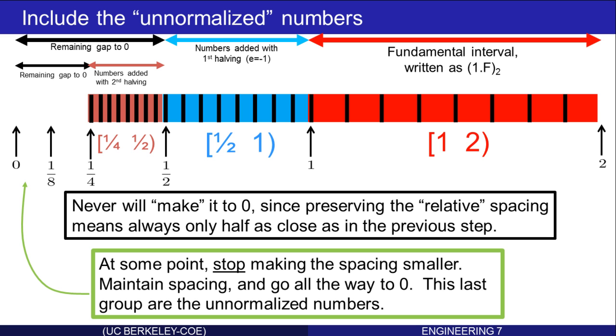At some point, just stop making the spacing smaller. Maintain the current spacing, and another copy of this interval will go all the way to 0. That last group of numbers is called the unnormalized numbers. Here I've drawn them going from 1/4 to 0. Notice that they have the same spacing as the spacing from 1/4 to 1/2. In the single and double number systems, this unnormalized step happens after several halvings, not just 2.